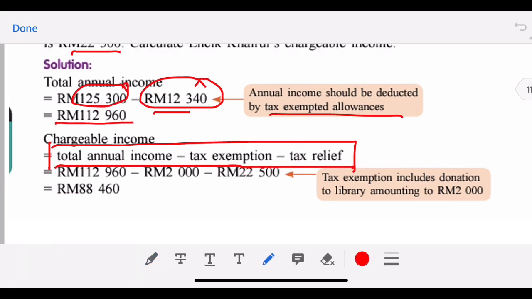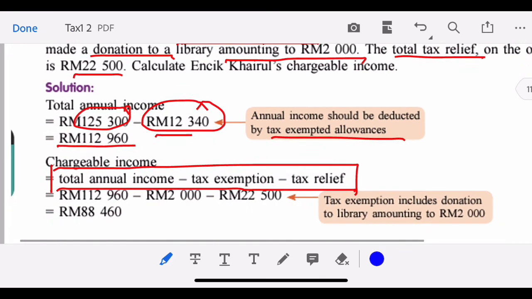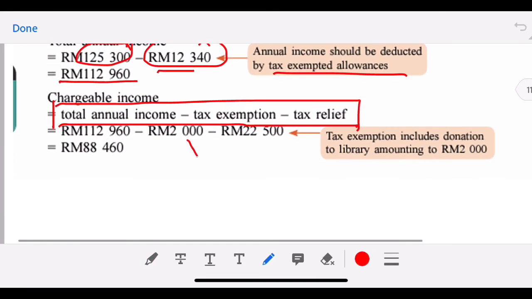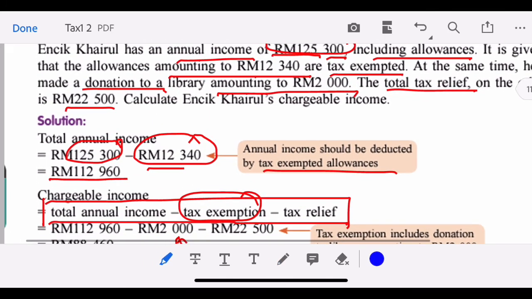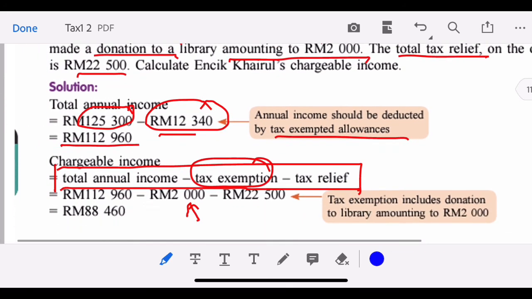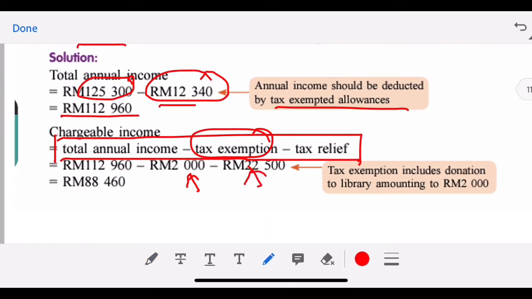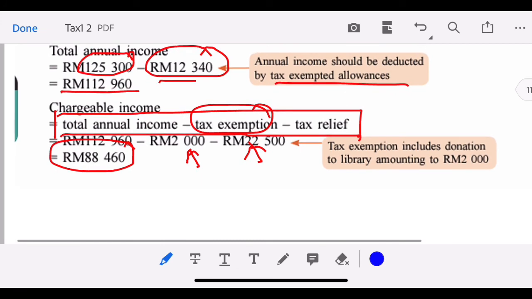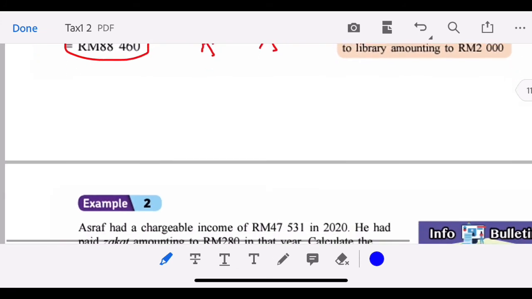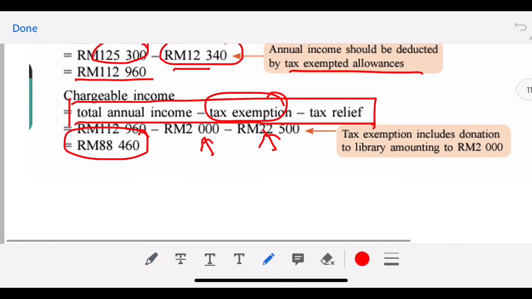So 112,960 minus tax exemption, which is 2,000, donation to library, this is tax exemption, and minus tax relief, which is 22,500. This is tax relief. So that means the amount of tax that Encik Khairul needs to pay will be calculated based on the chargeable income. Okay, we need to refer to the table: 88,460.